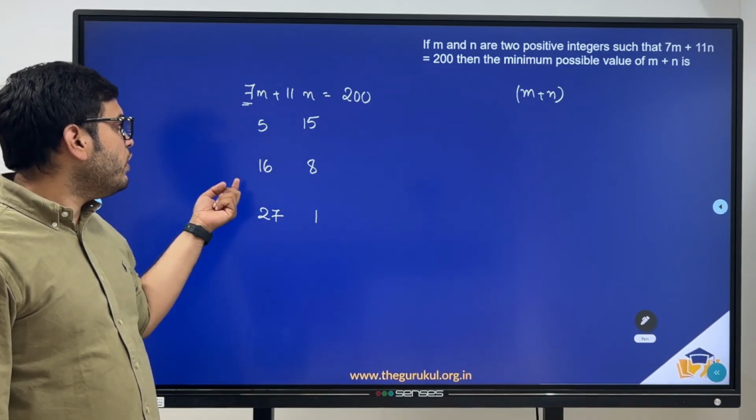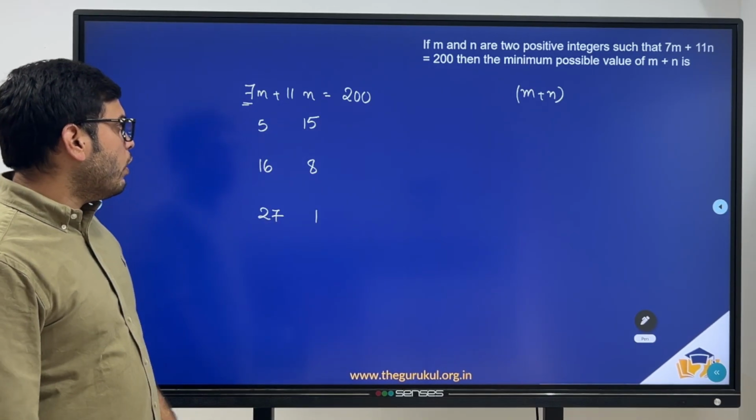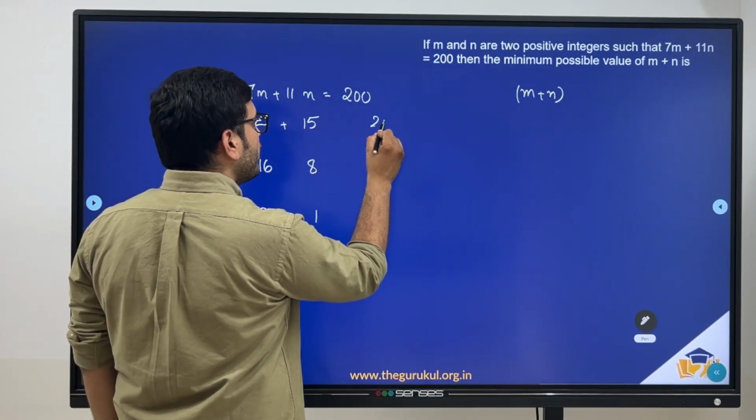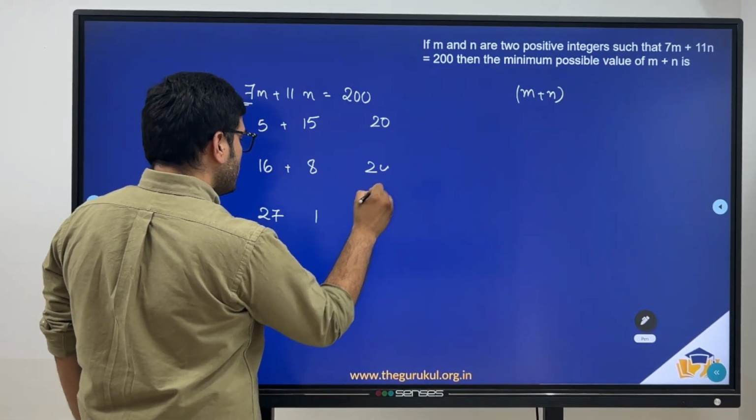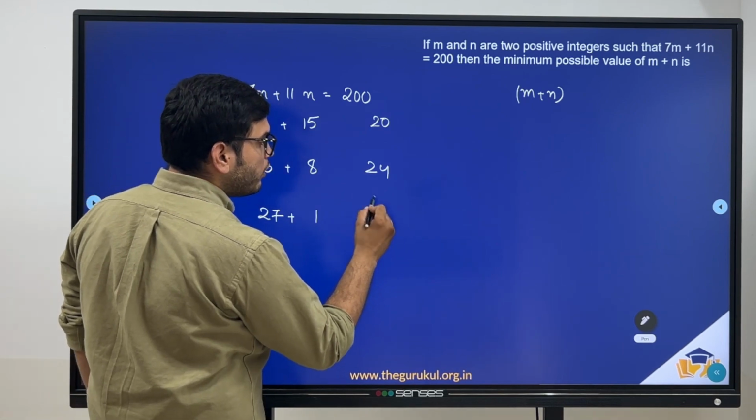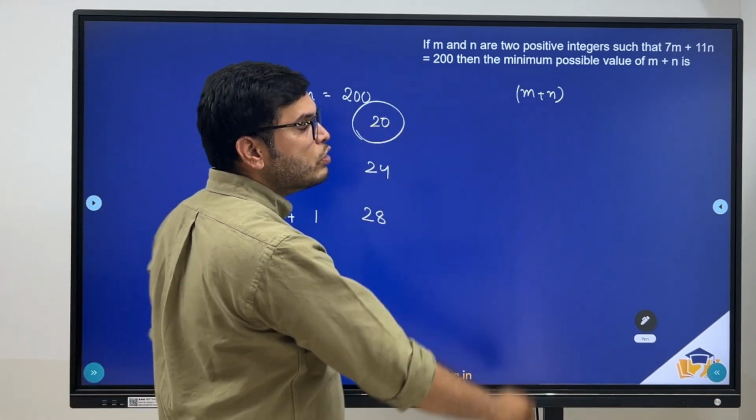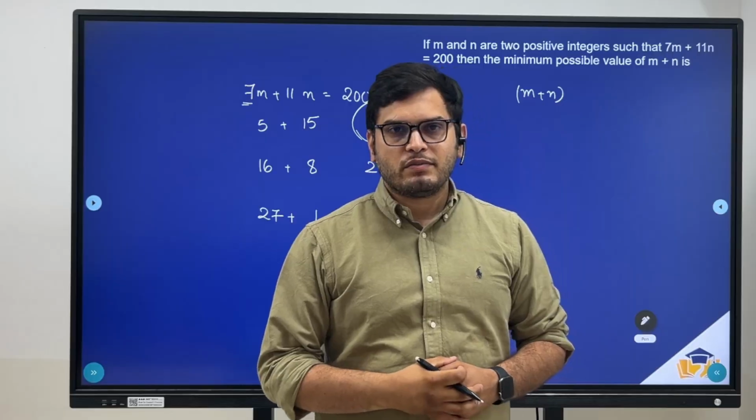So we have the pairs 5 and 15, 16 and 8, and 27 and 1. 5 plus 15 is 20, 16 plus 8 is 24, 27 plus 1 is 28. Now we are asked to find the minimum possible value. So 20 should be the answer to this question.